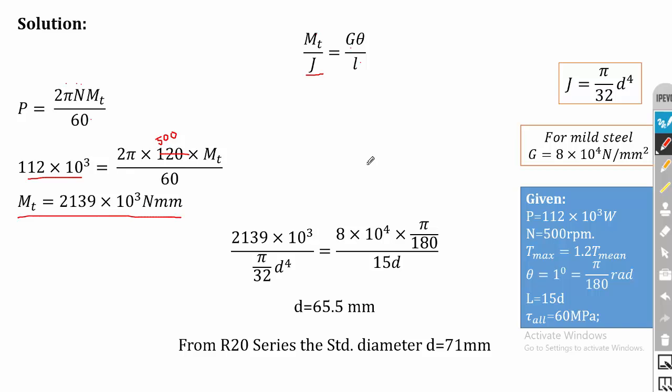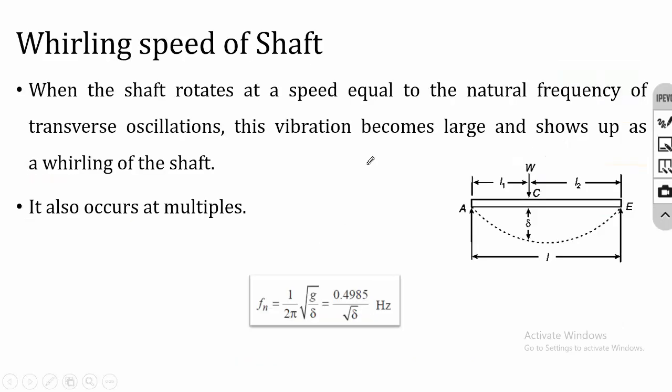G is the material property, and for mild steel the modulus of rigidity, that is G, is equal to 8 into 10 power 4 Newton per mm square. We can substitute it, and theta is given, then L is equal to 15 times the diameter. If you solve this equation, finally you will get D is equal to 65.5 mm. Further, by using the R20 series, we can calculate the standard diameter, that is 71 mm. So this is the design of shaft based on rigidity.